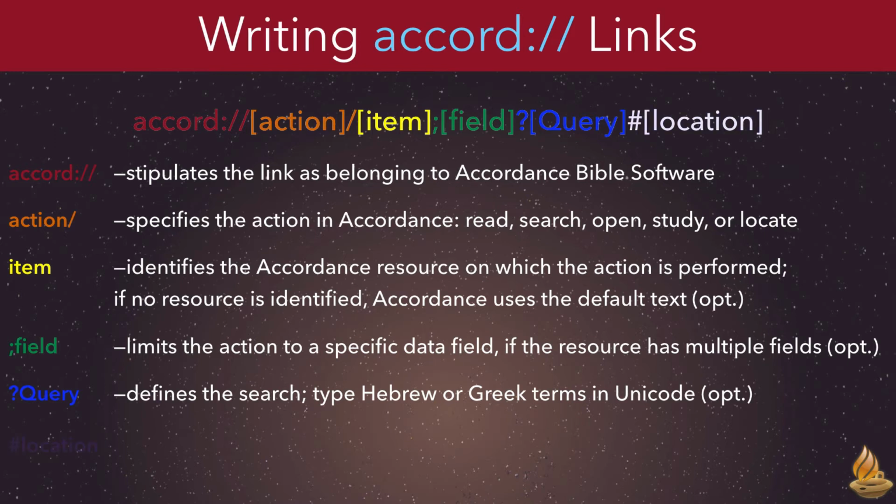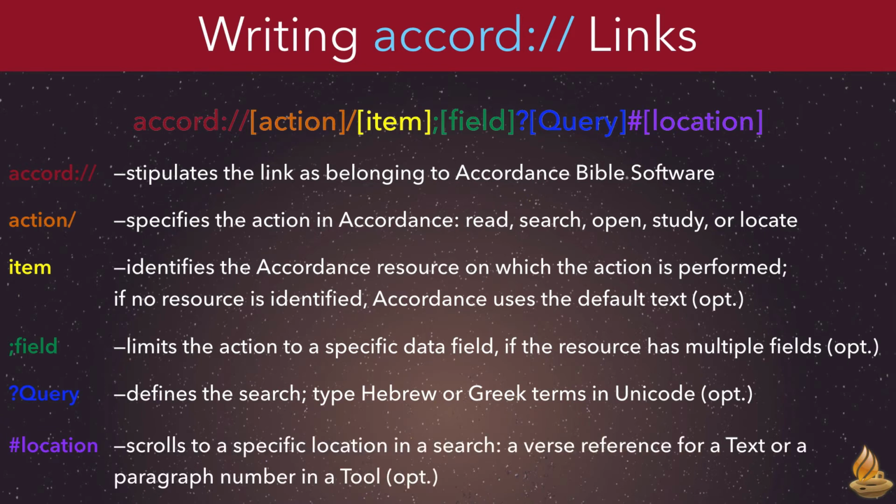The last part is a pound sign followed by the location. It orders Accordance to scroll to a specific location in a search, a verse reference for a text, or a paragraph number in a tool. It too is optional. See why I suggested we all just copy links instead?